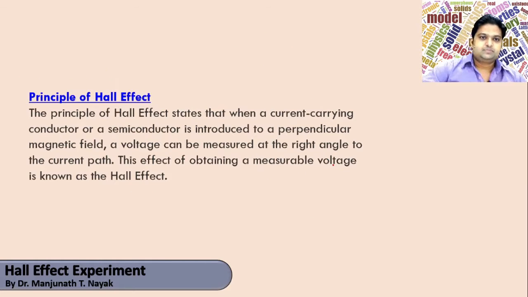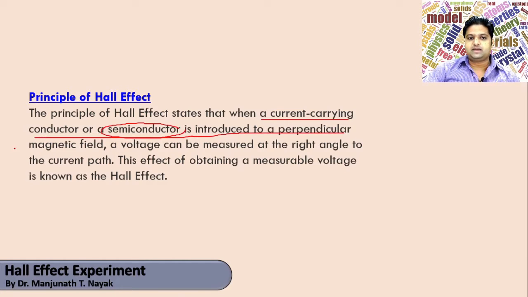Moving on, the principle of Hall effect was already discussed during the class hours. That is, when a current carrying conductor or semiconductor, we are dealing only with semiconductor, not conductor, is introduced to a perpendicular magnetic field, a voltage can be measured at right angles to the current path. So there is a voltage that is generated perpendicular to the magnetic field and the applied current. The effect of obtaining the measurable voltage is known as Hall voltage. So that's the Hall effect.